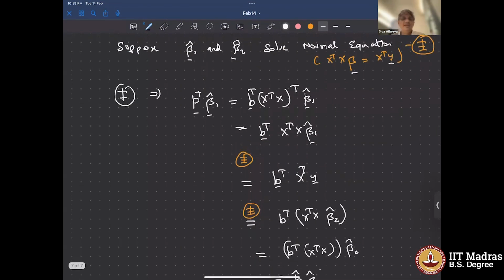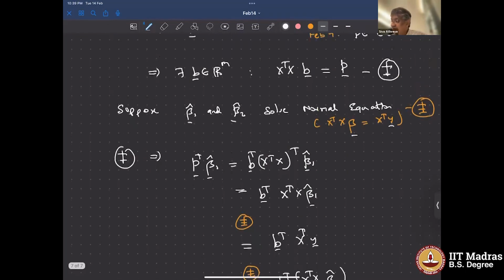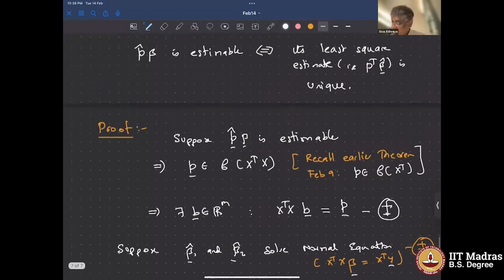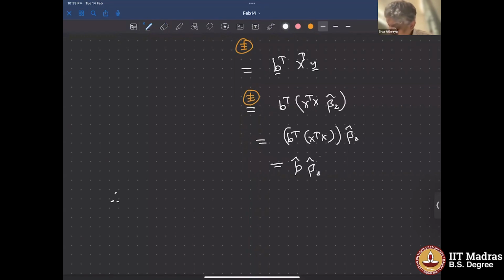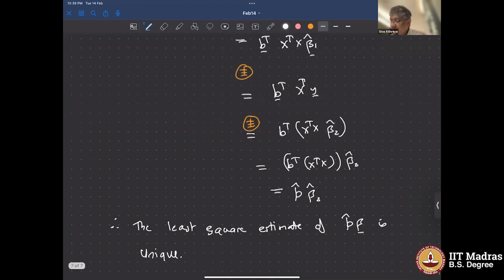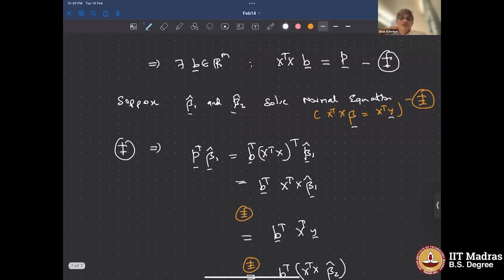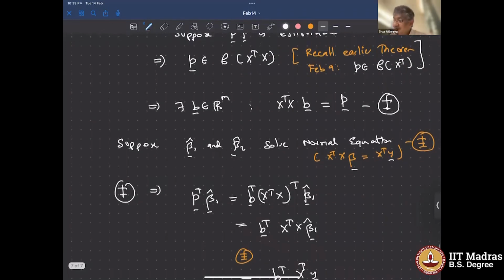That means the least square estimate for P transpose beta is unique. That is, this is unique, right? So therefore, the least square estimate of P transpose beta is unique, because even if the normal equations have two solutions, any two solutions will give you the same answer. So let me just write this down properly.